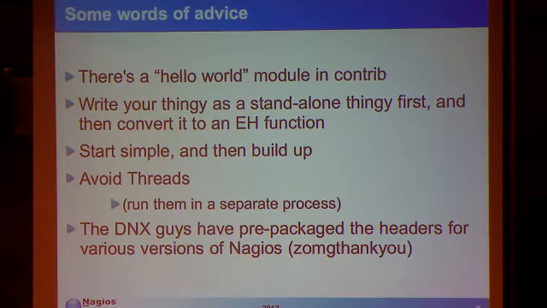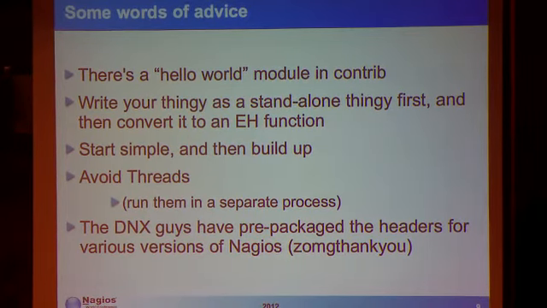The next one is, one of the problems with writing event broker modules is that they can be really hard to debug because you're running in another application's process space. So it can be difficult to figure out if the thing that's not working is you or if it's Nagios or if it's some interaction between the two.